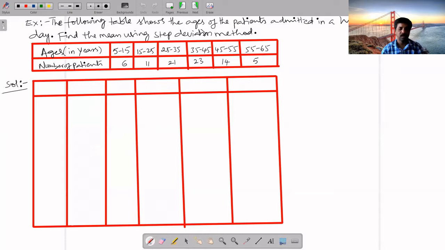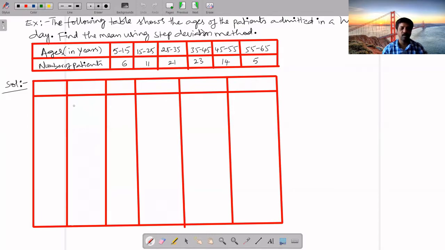Now here the ages of the patients are mentioned, and next the number of patients. Here ages are between 5 to 15, 6 patients are there. Between 15 to 25, 11 patients. 25 to 35, 21 patients. Like that, 55 to 65, 5 patients are there. Now we will do the problem using the step deviation method.